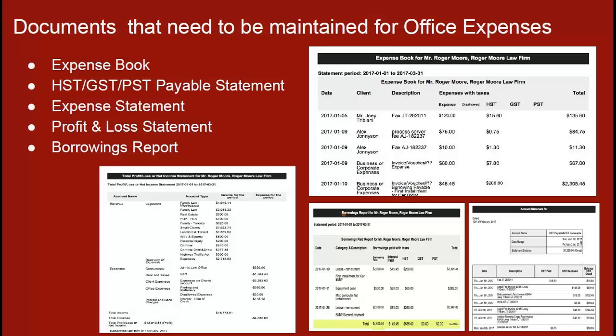Profit and loss obviously is something that you can quickly have a snapshot of what your revenue is, what your expenses are, and what your profit or loss looks like for that time period. And another important document that you want to keep in mind is the borrowings report. Okay? So let's have a quick look at all those as we move along.